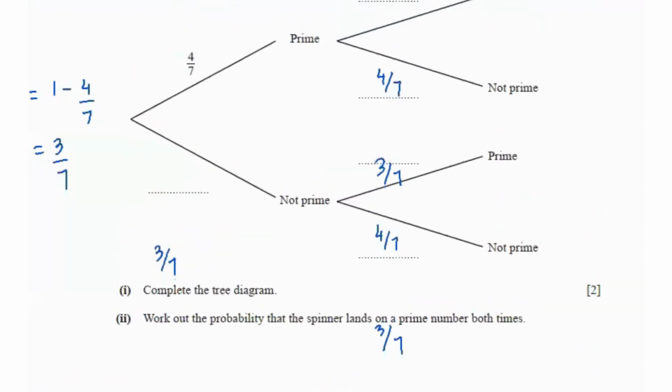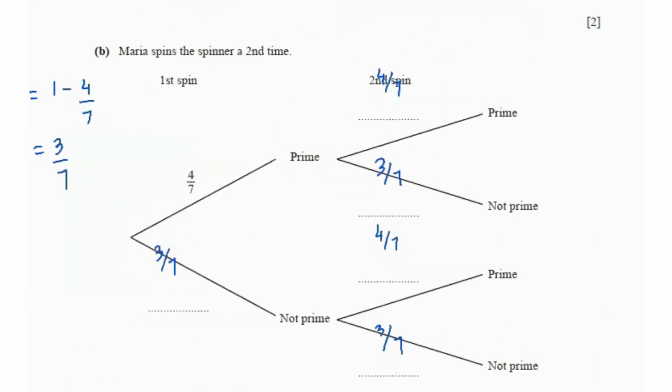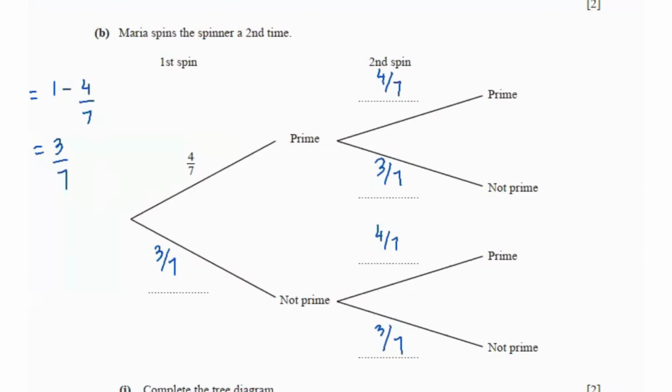Then work out the probability that the spinner lands on a prime number both times. So to land on a prime number both times, the route we're going to follow is this and this. That is the only route that shows that the spinner is landing on a prime number both times. So that is going to be 4 over 7 times 4 over 7, which is 16 over 49. That is your probability of the spinner landing on a prime number both times.